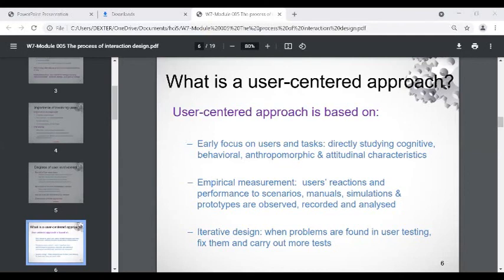So we also have the empirical measurement. Early in the development, the reaction and performance of intended users to printed scenarios, manuals and so on are observed and measured. Later on, users interact with simulations and prototypes, and their performance and reaction are observed, recorded and analyzed.